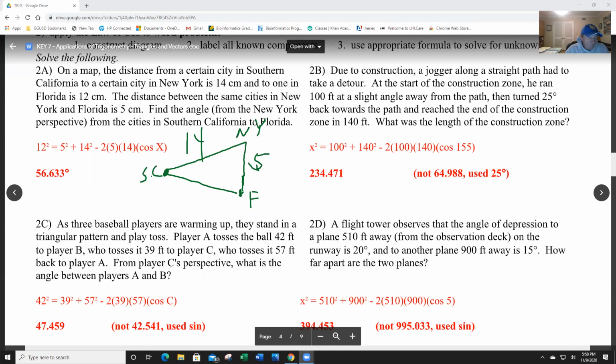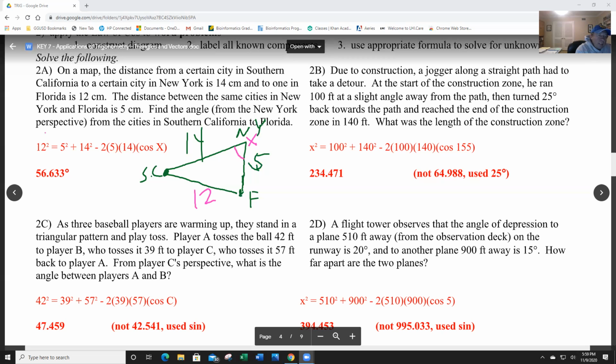Okay, and the question asks, find the angle from the New York perspective. Let me get a different color so I can emphasize which angle we're talking about. We're talking about this angle right there, between the cities in Southern California. What angle is that? We'll just call it X. And by the way, that's 12 right here. We got SSS essentially. So we got a good drawing here.